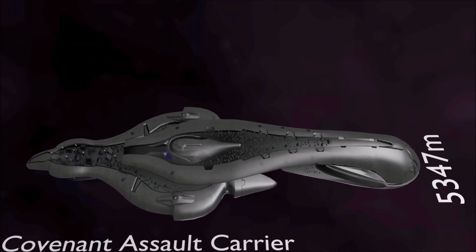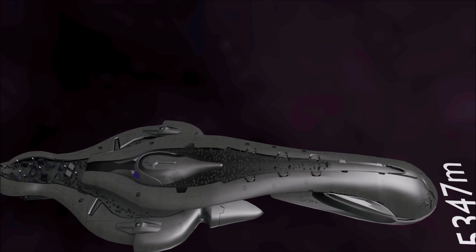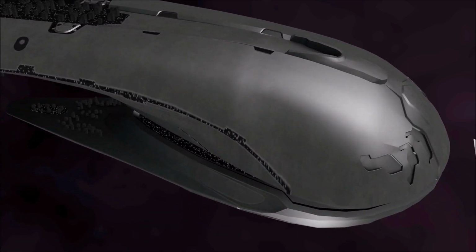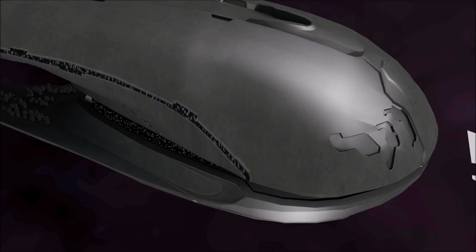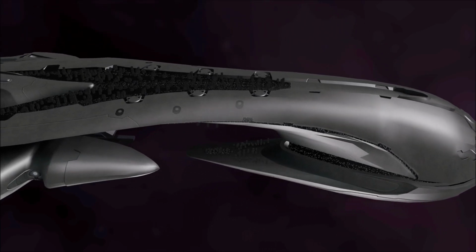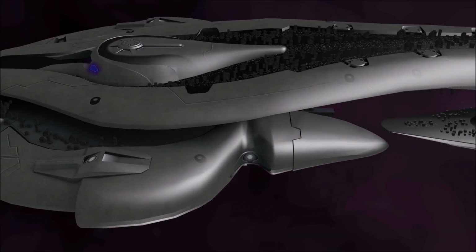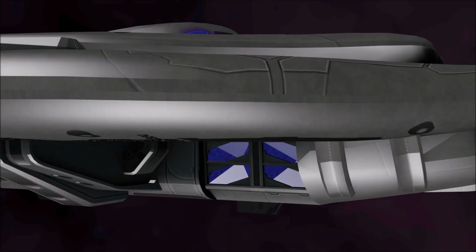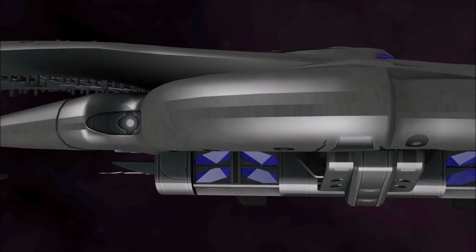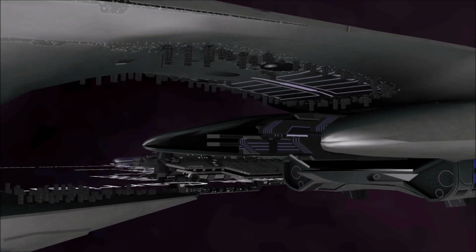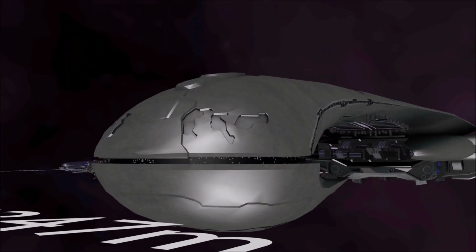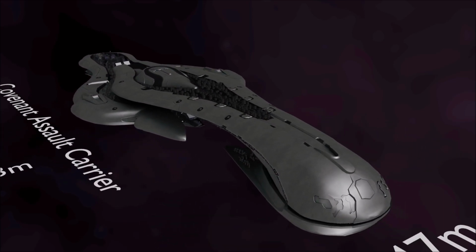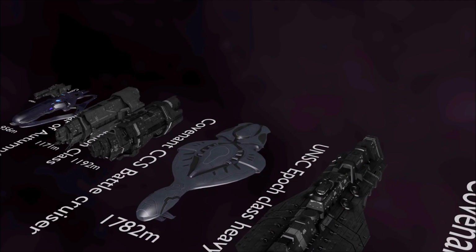The final ship is the CAS Covenant class assault carrier. This ship is 5,347 meters in length and is designed for ship-to-ship combat, controlling fleet operations and supporting ground forces. Such carriers are usually deployed during invasions of worlds. Known assault carriers include the Shadow of Intent. This ship could hold 40,000 warriors and 2,121 smaller ships and ground vehicles.